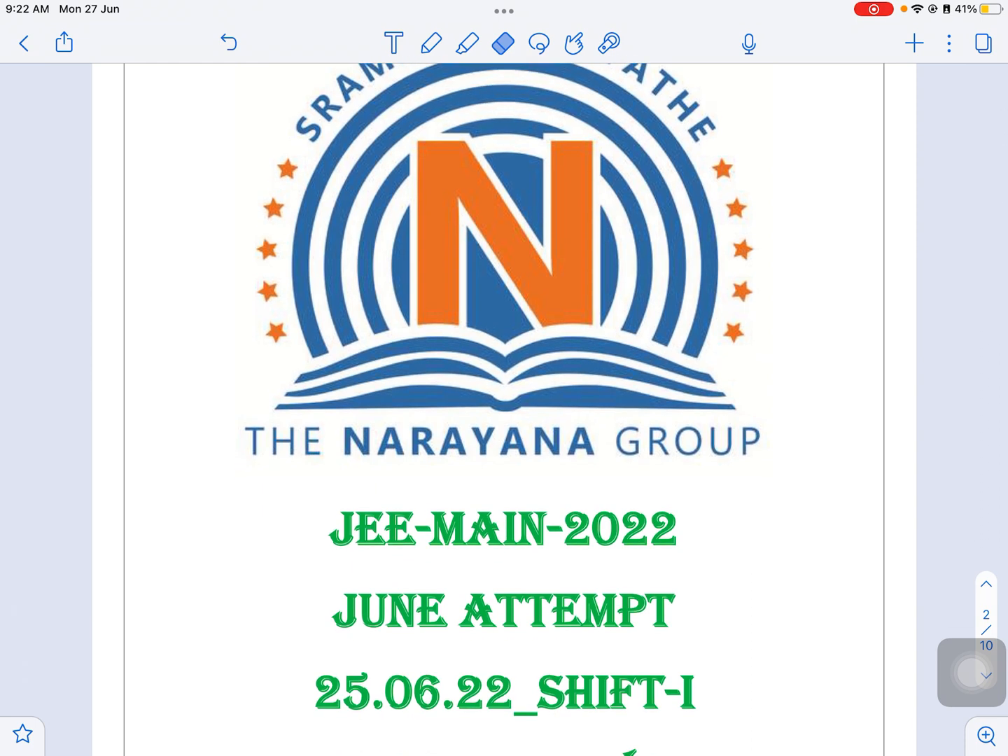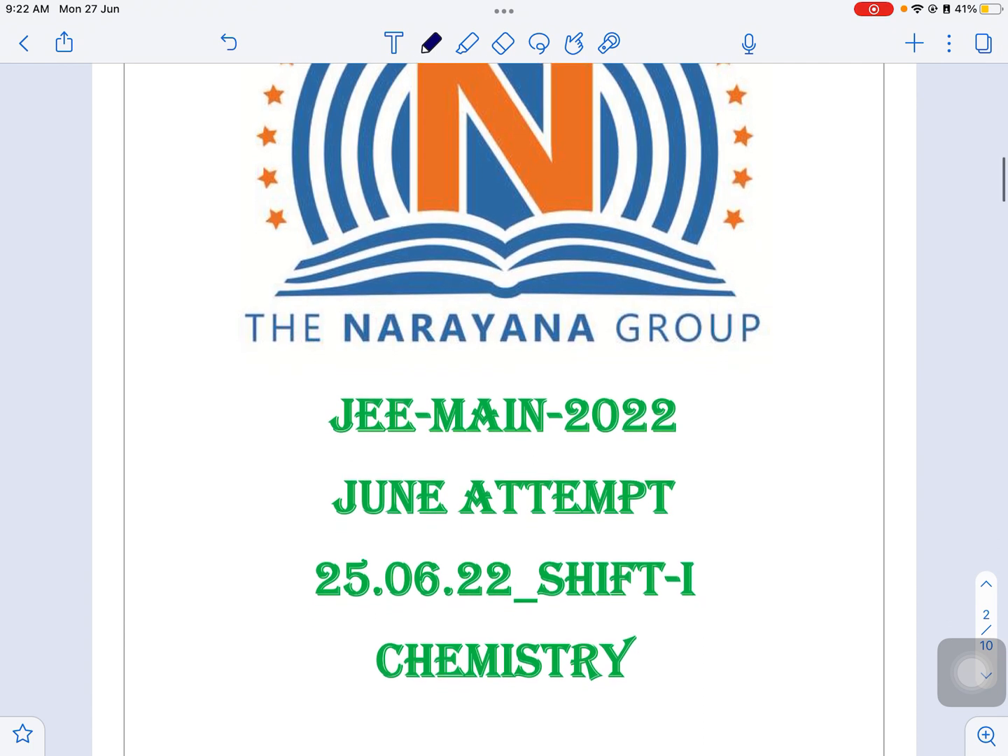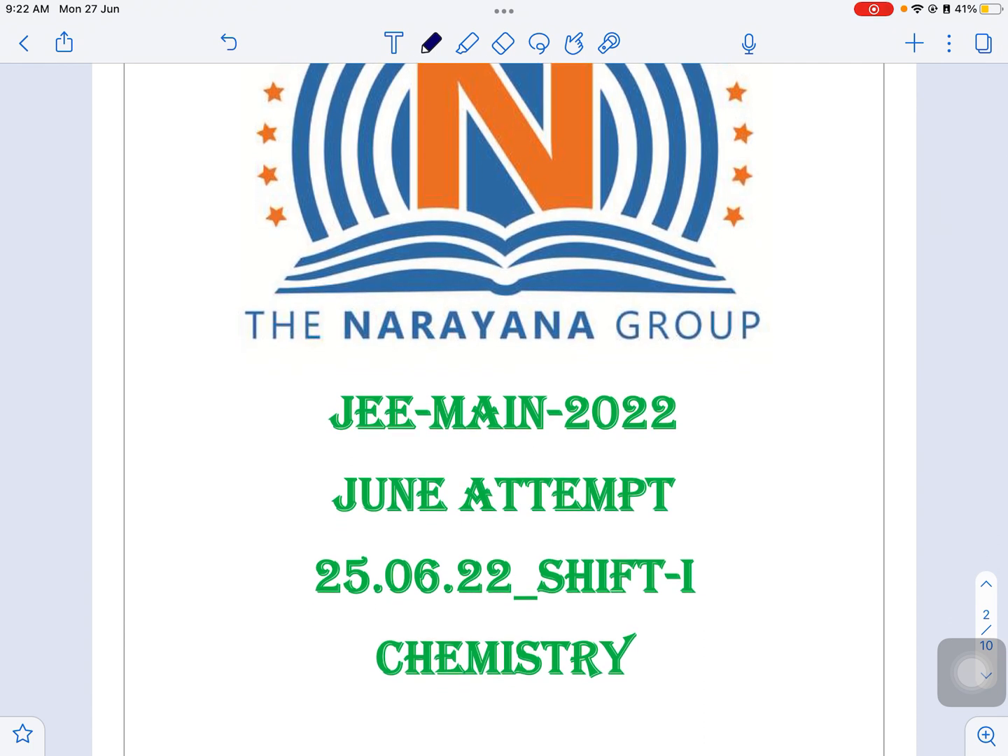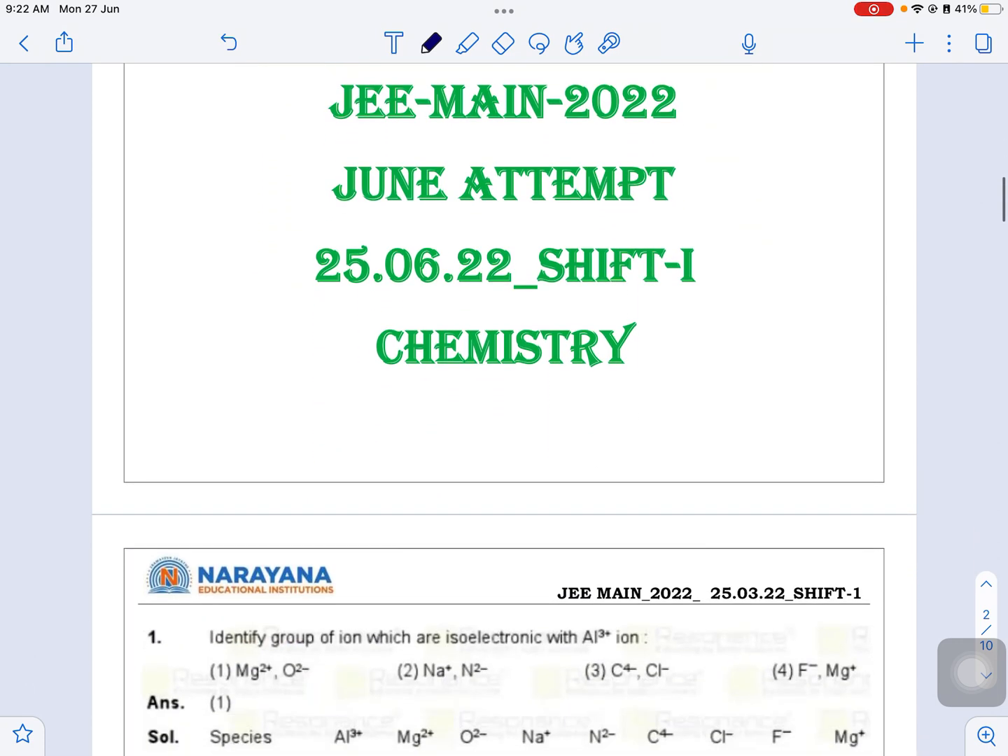Today we are going to discuss the JEE Mains question paper chemistry part. This exam was held on 25th June 22. This is a memory based question paper, taken from the memory of the students. The questions may not be exactly the same, but this will give you the overall idea of the paper.